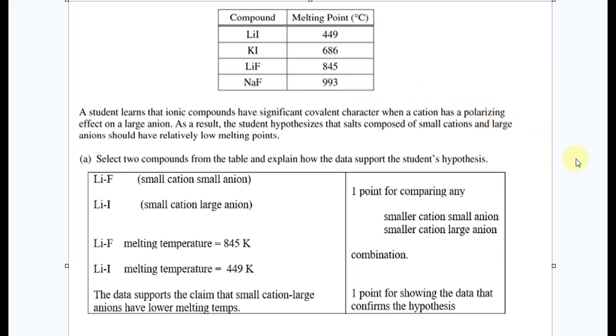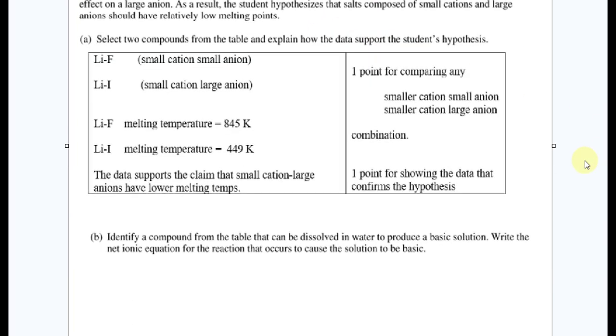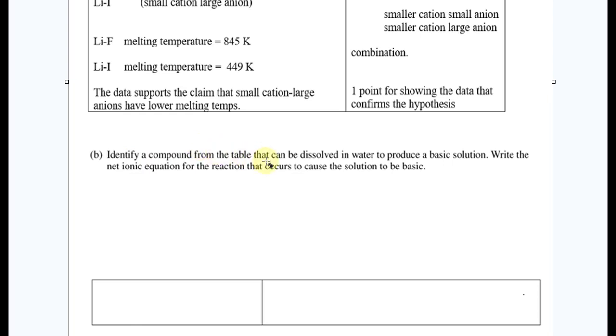This is why it's not one of my favorite questions, because it didn't require all that much. So that's A, 2 points out of our possible 4. And we didn't have to write a lot. Next, B. Identify a compound from the table that can be dissolved in water to produce a basic solution. Okay, we've got to identify something, and then write the net ionic equation for the reaction to cause the solution to be basic.